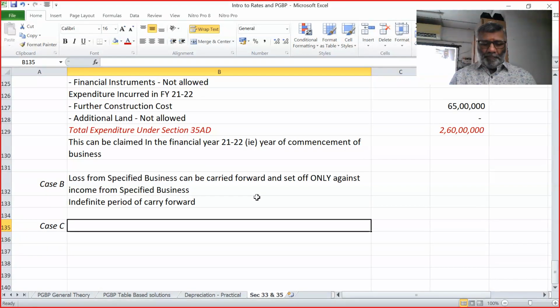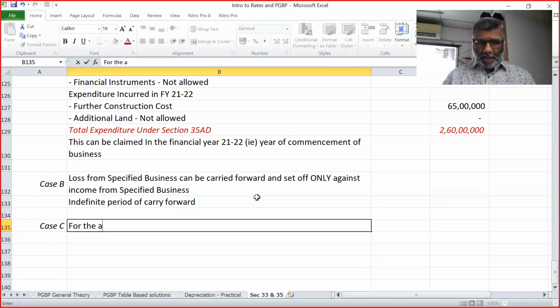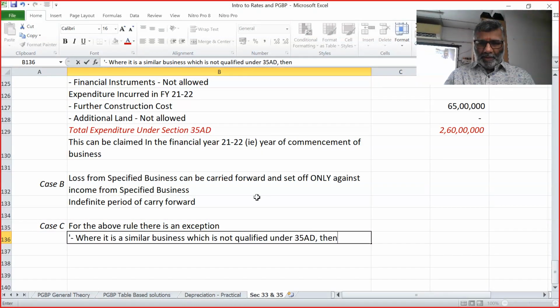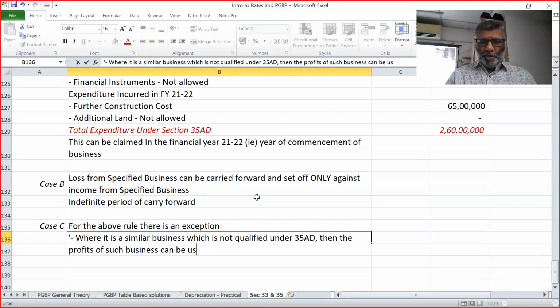Case C, for the above rule, there is an exception where it is a similar business which is not qualified under 35 AD. Then the profits of such business can be used for setting off losses arising from specified business.